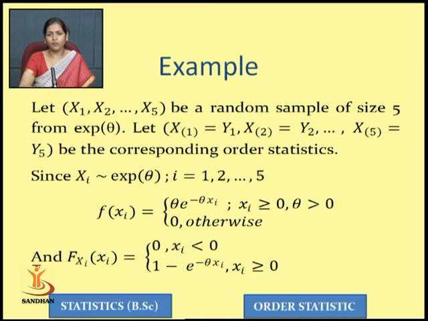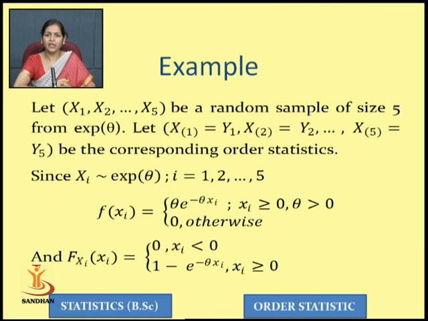So x of 1 in brackets, that is our minimum. Suppose we denote that by y1. Then the second smallest, that is x of 2, let us call it y2, and so on. Arranging them in increasing order, finally we have x of 5, that is going to be our largest, which we denote by y5.